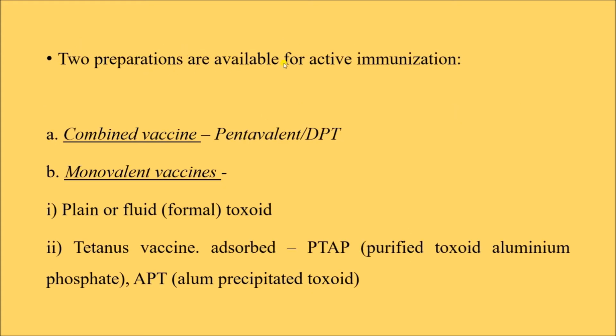Two preparations are currently available, like combined vaccine like pentavalent or DPT. DPT was earlier available, now we have pentavalent, where we have diphtheria, pertussis, tetanus, along with that Haemophilus influenzae type B and hepatitis B. Also, there are monovalent vaccines like plain or fluid or formal toxoid. Also, tetanus vaccine adsorbed like PTAP, that is purified toxoid aluminum phosphate, and APT, that is aluminum precipitated toxoid.